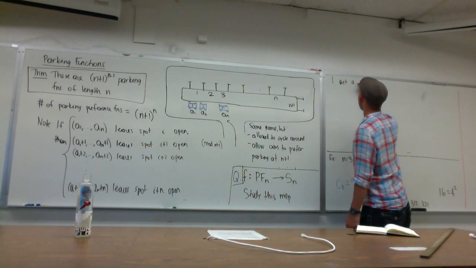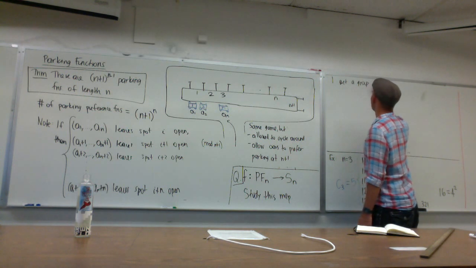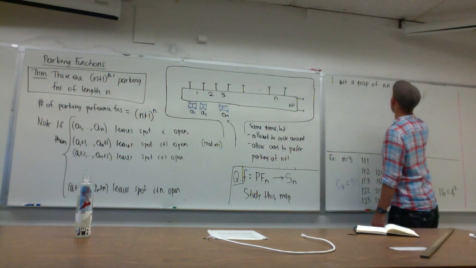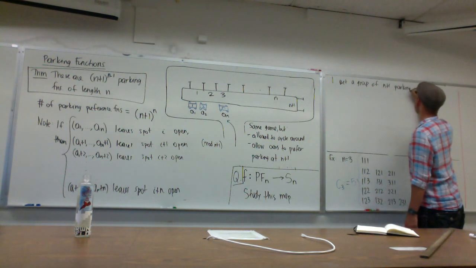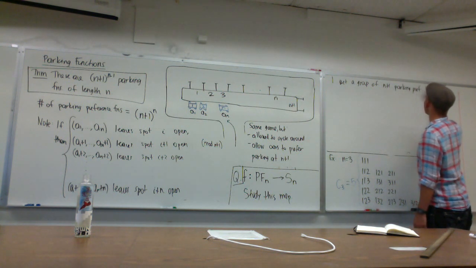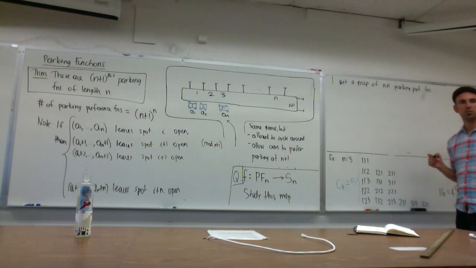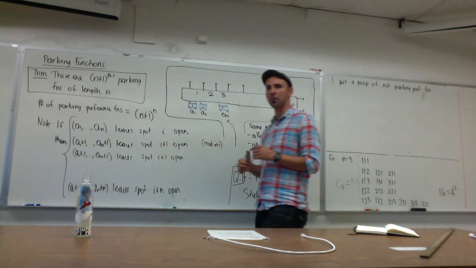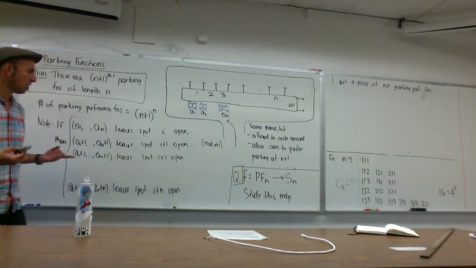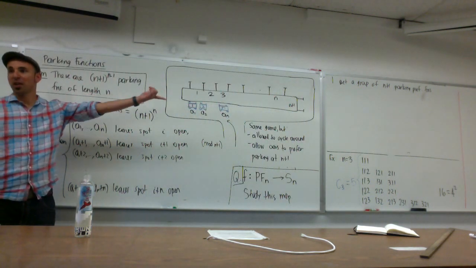Get a group of n plus 1 parking preference functions. They're not necessarily parking functions, and in fact there's exactly one that's a parking function. Which one is it? It's whichever one leaves spot n plus 1 open.